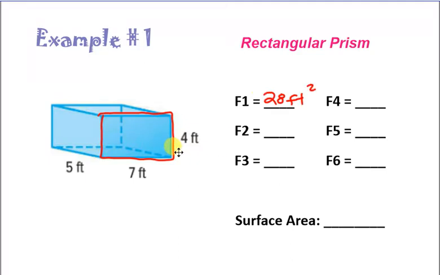Now, with rectangular prisms, each face is always going to have a face that matches itself. So the face on the other side of the rectangle is going to be the exact same thing, 28 feet squared. And I'm going to erase the lines that I wrote here. And now I'm going to go with this face right here. So this has a base of 5, and this height right here is the same as this height right here, which is 4. So that's also 4. So 5 times 4 is 20 feet squared.